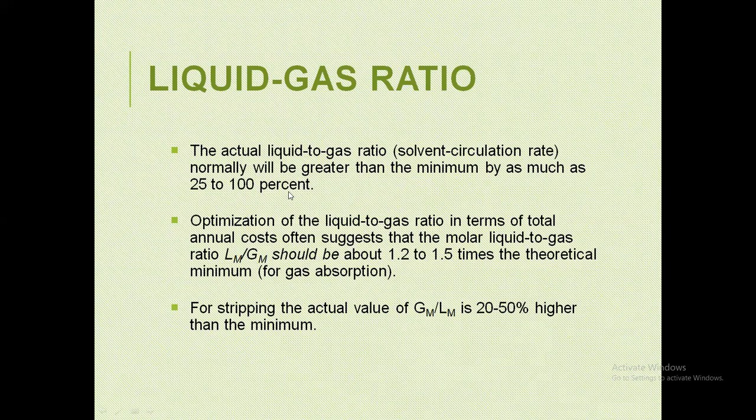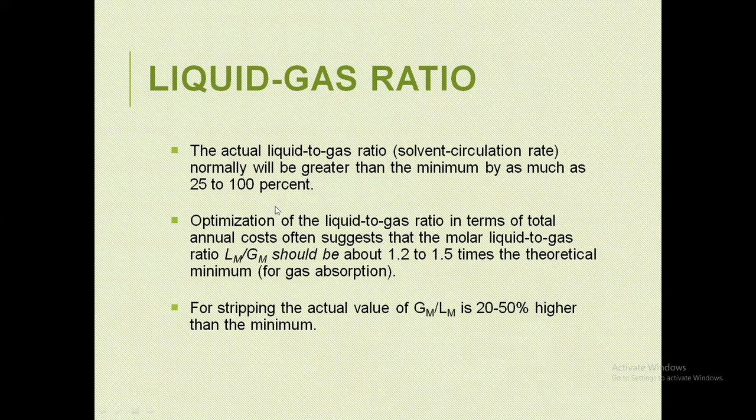The actual amount used for the solvent is most of the time, class, either 25% more than the minimum, or even twice the minimum, because it could be up to 100%, meaning you double the minimum amount, and that's the actual amount of solvent that you are going to use in the process. You compute the minimum solvent requirement, and in the process, what you're going to use is 25% more than that computed minimum or more, even up to 100%.